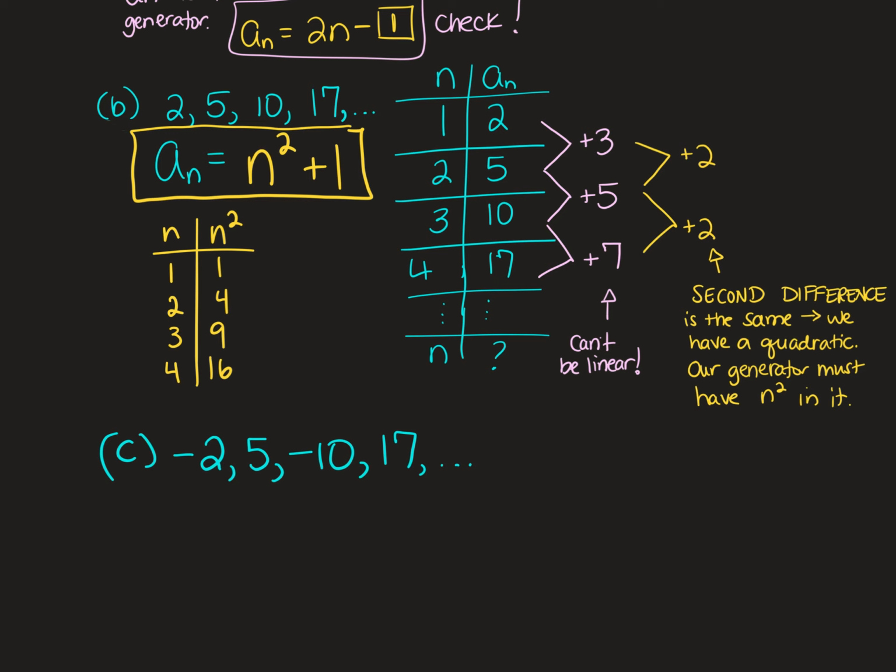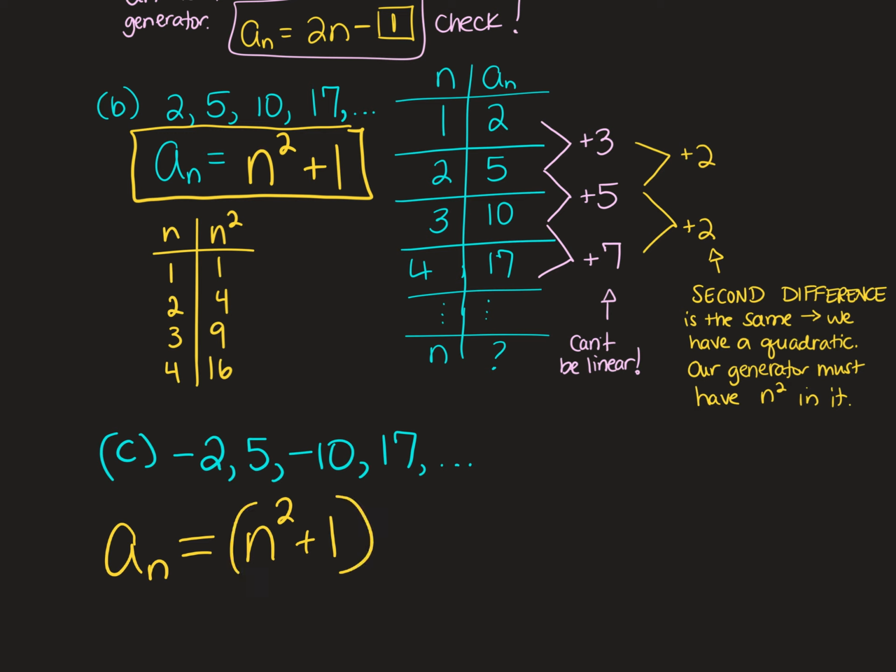The base of that would have to be n squared plus 1. So here's what I know. I know it's got to have this idea of n squared plus 1 in it at some point. That's what's generating those terms. But I've got to alternate the signs on those terms. I want my first term to be negative. I want my third term to be negative. I want my first and third terms to be negative. Odd terms to be negative.